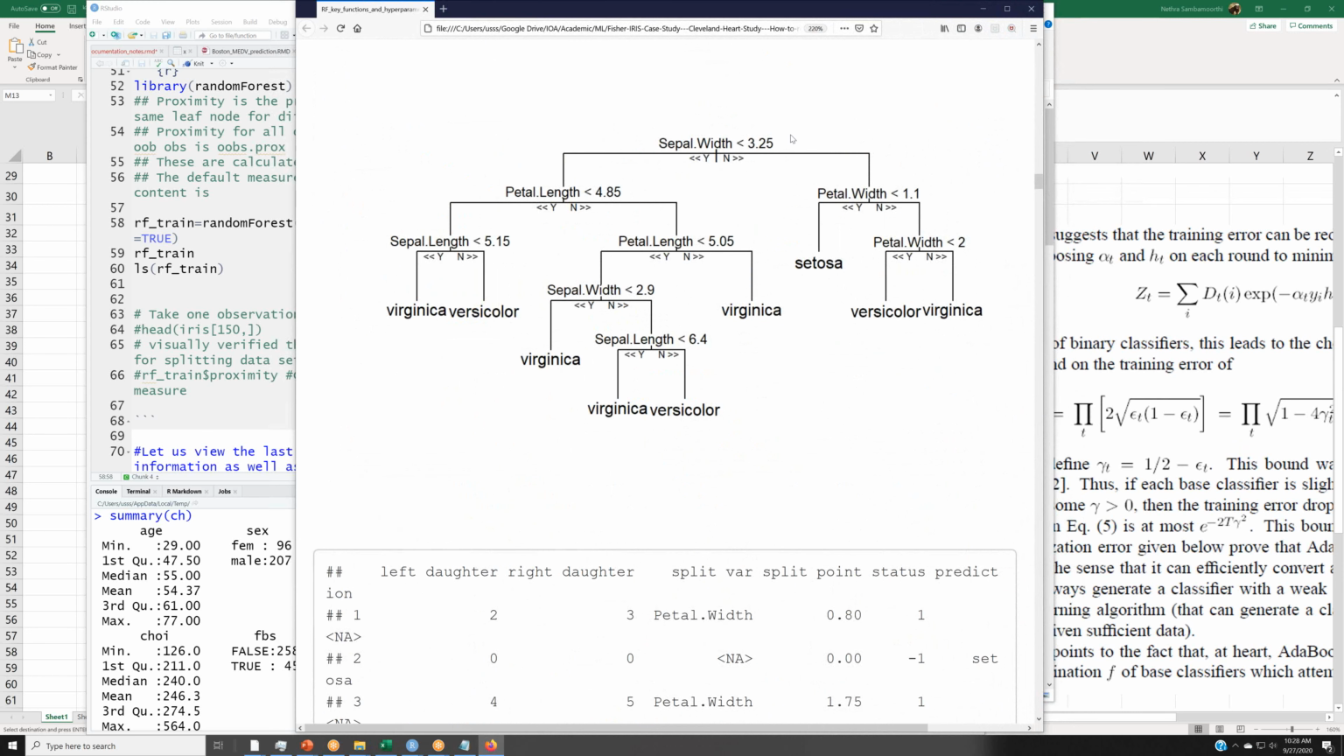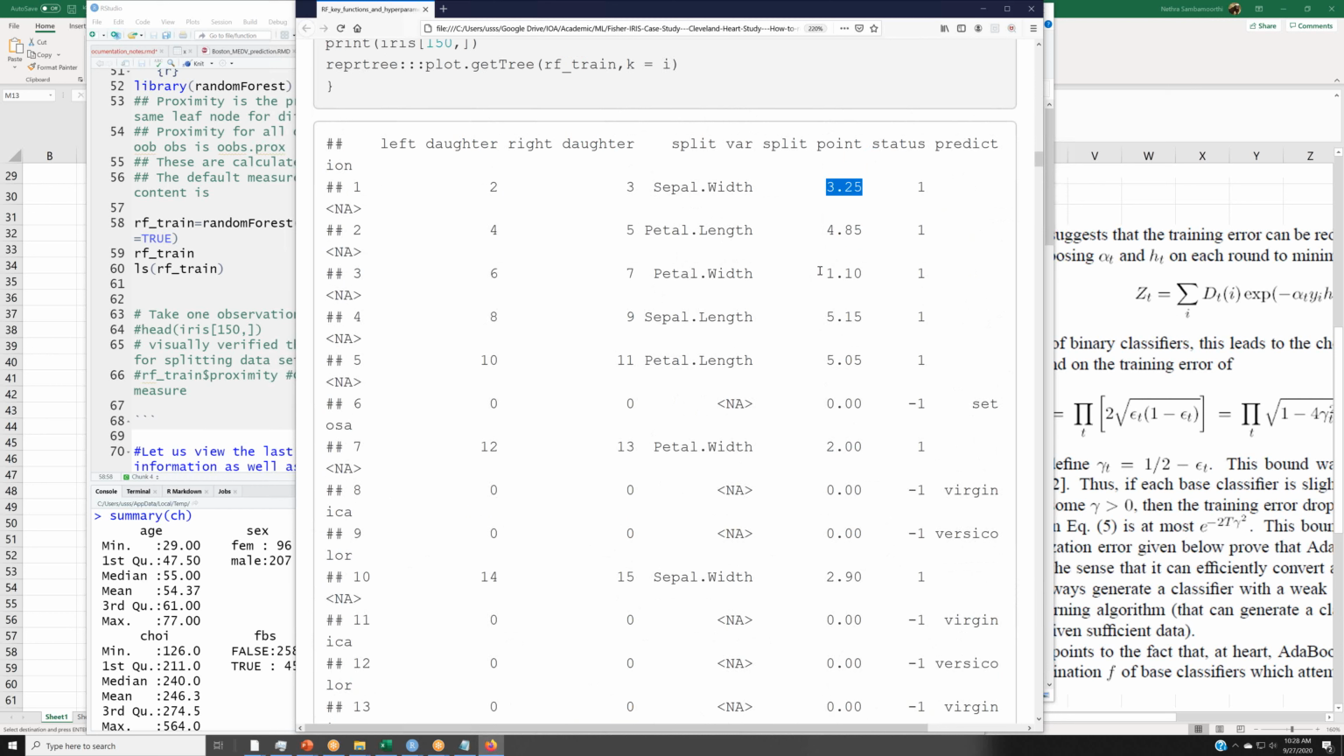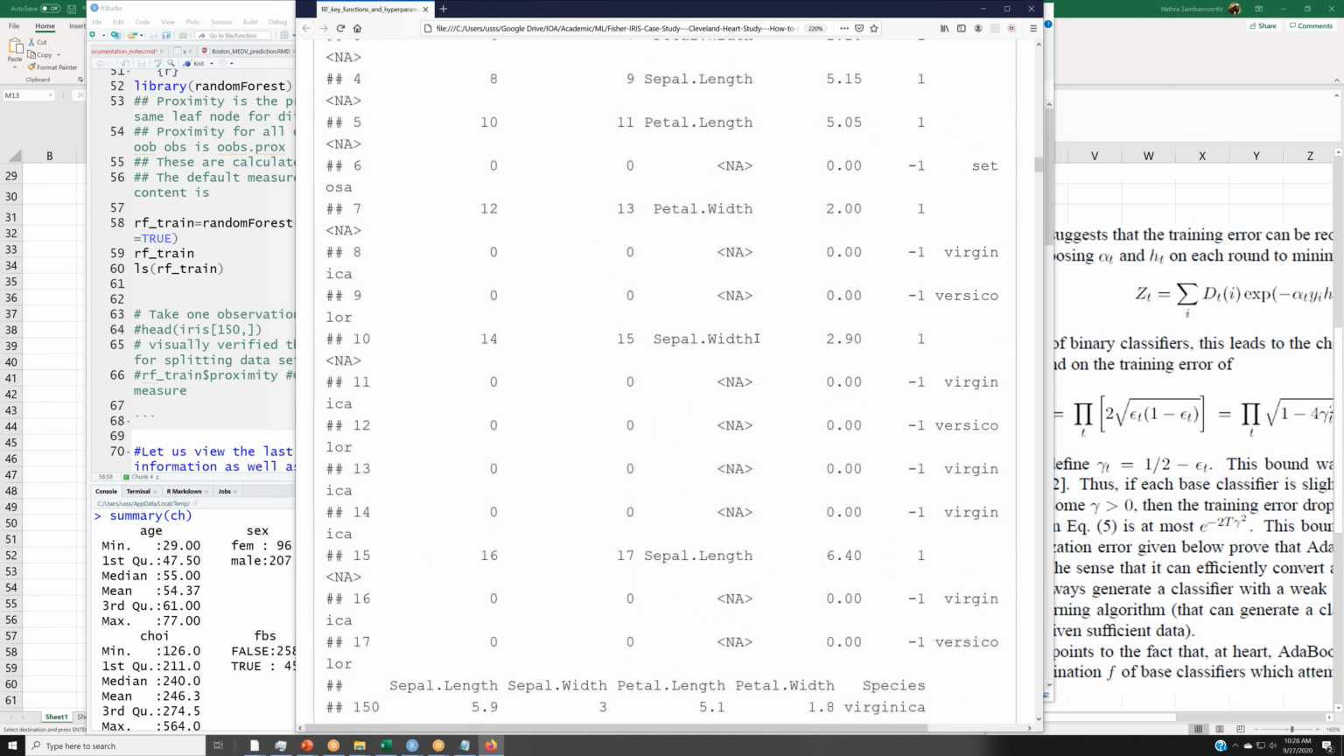Same thing, I took it out. Look at that. 3.25, left is... So we take the sepal width at 3.25. Left is node 2, right is node 3. And then what happens? Let's go there.